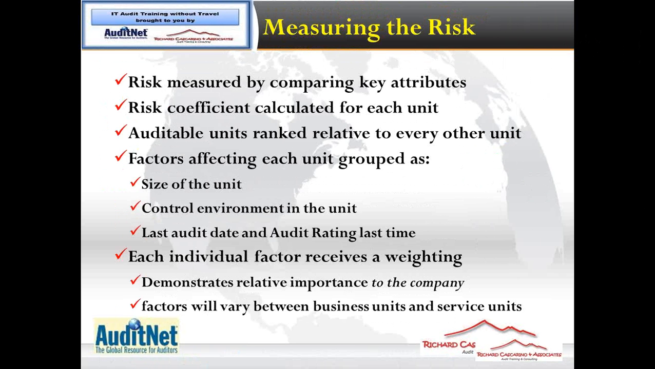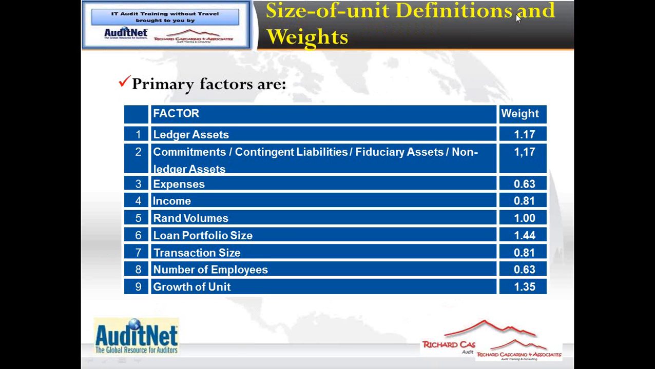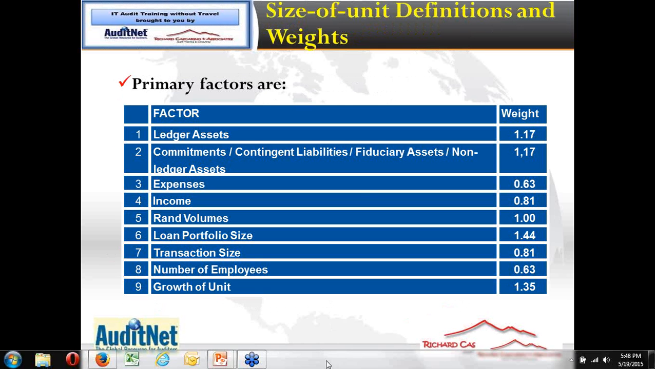Now, obviously, a business unit, let's say a branch of a bank, and a service unit, let's say your IT division, are going to have different risk factors. So we need some way of getting commonality in order to come up with those. These are typical size of unit risk factors and weightings for a bank. Now, I'm not saying this is going to be right for you. It's not going to be right for you. This is a bank.